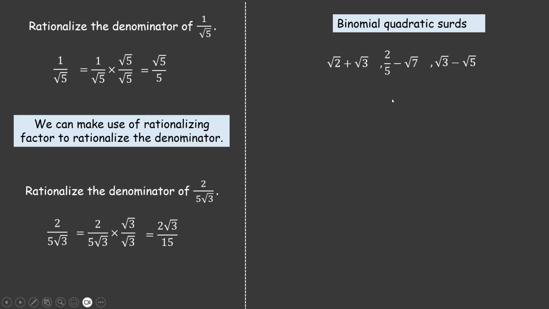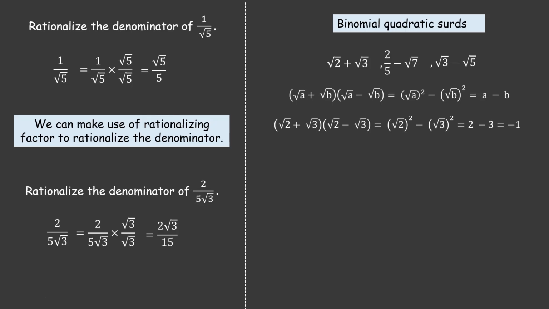Now let's look at one identity. If we multiply root a plus root b with root a minus root b, as we can see, this is a plus b into a minus b, which is a square minus b square. So this becomes square of root a minus square of root b, which is a minus b. Let's look at one example of this identity. Root 2 plus root 3 into root 2 minus root 3 will become square of root 2 minus square of root 3, that is 2 minus 3, which is negative 1.